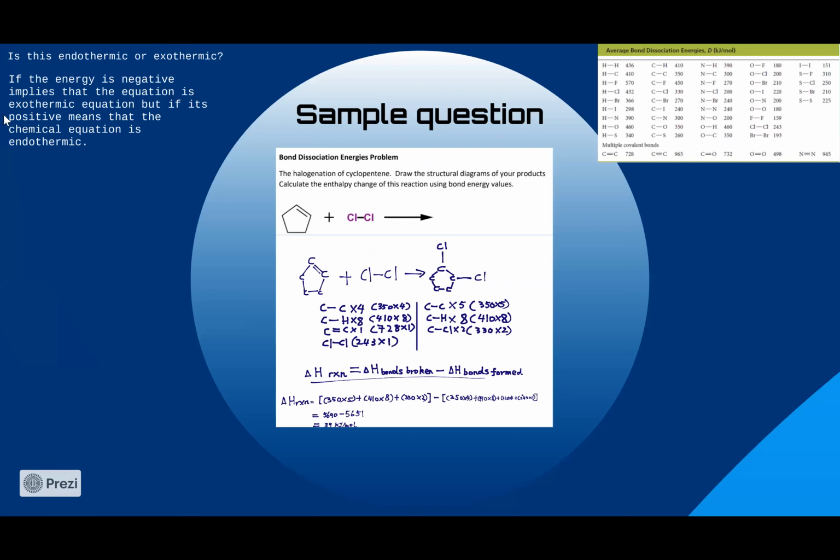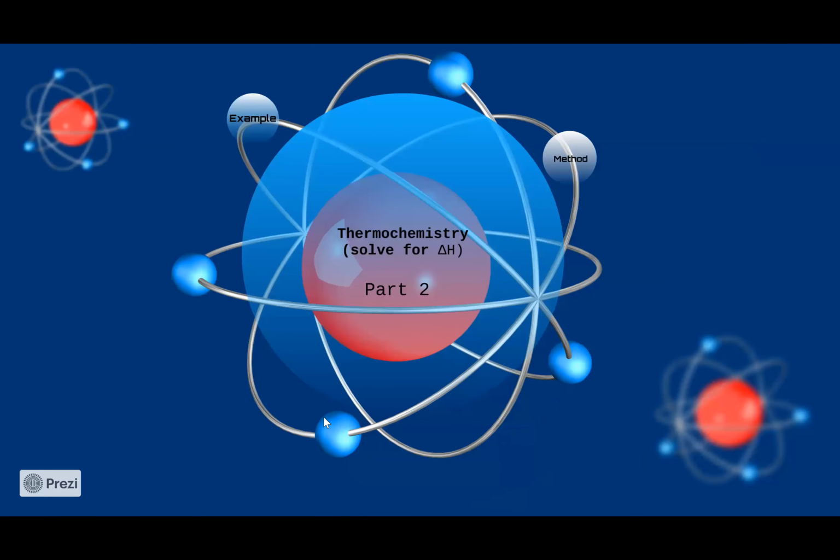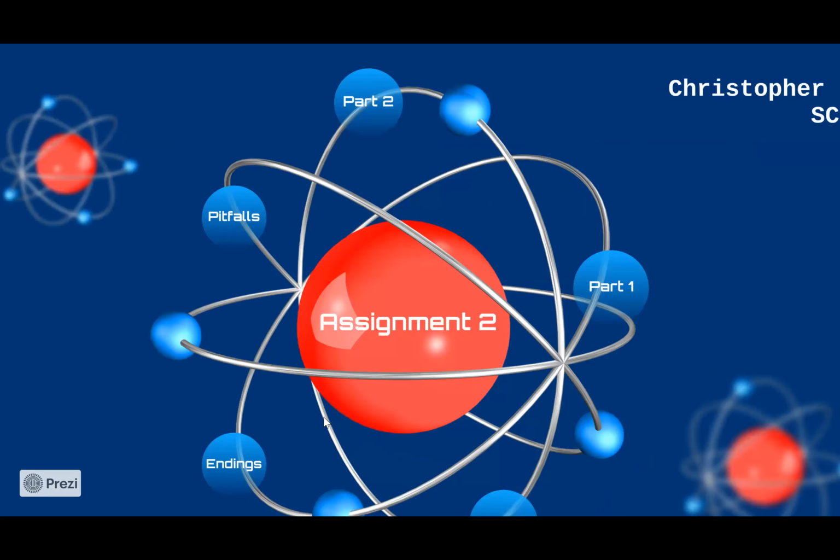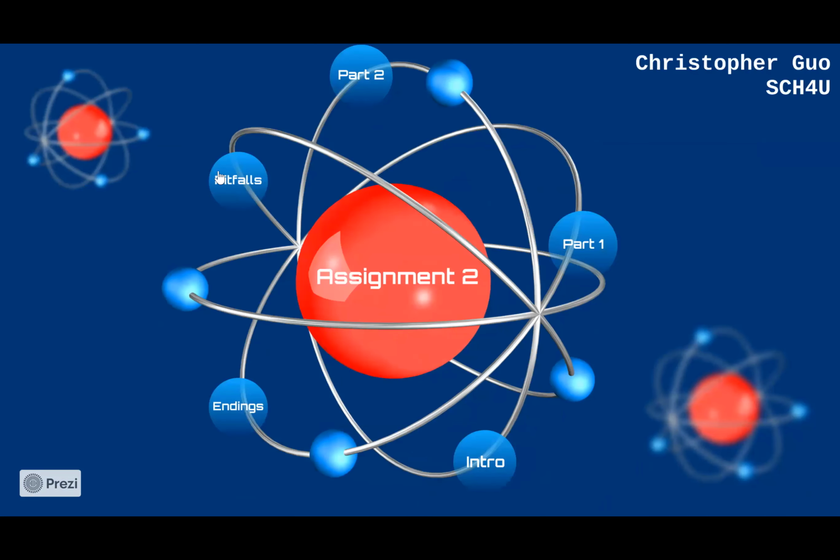Also, another question after this is whether it is endothermic or exothermic. If the energy is negative, this implies that the reaction is exothermic. If it is positive, that means the chemical equation is endothermic. So in this case, it's positive, therefore it's endothermic. That basically covers part 1 and part 2.